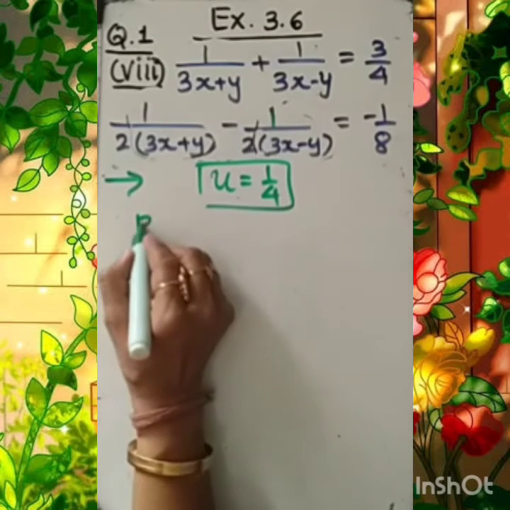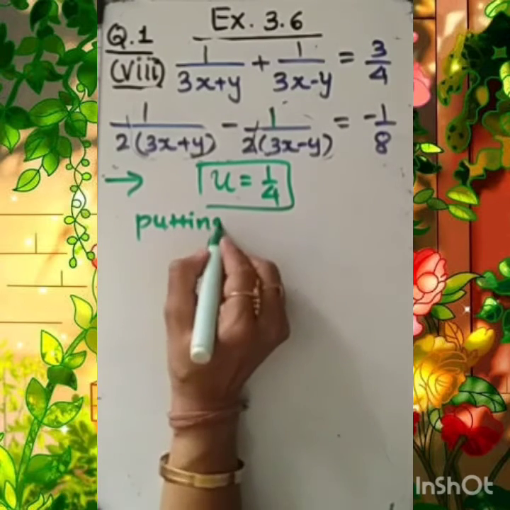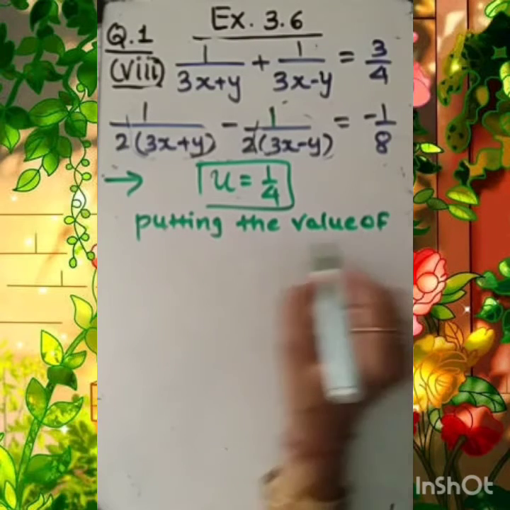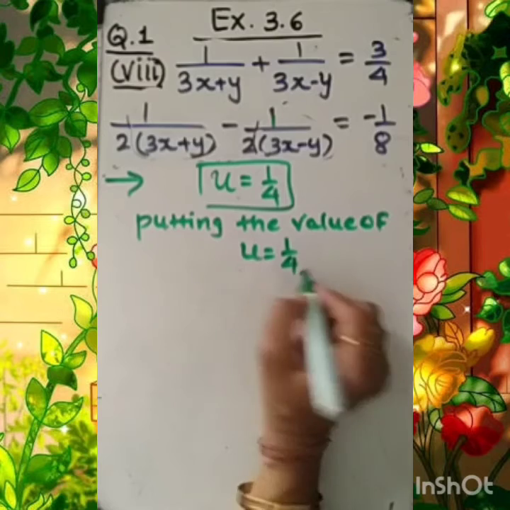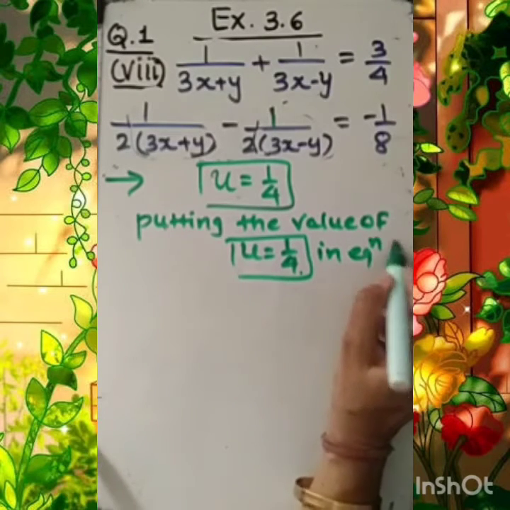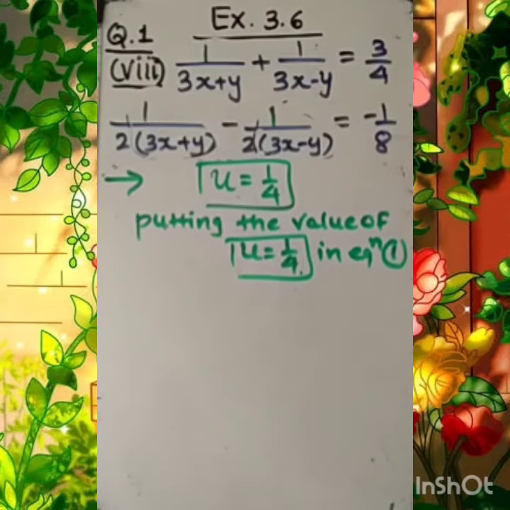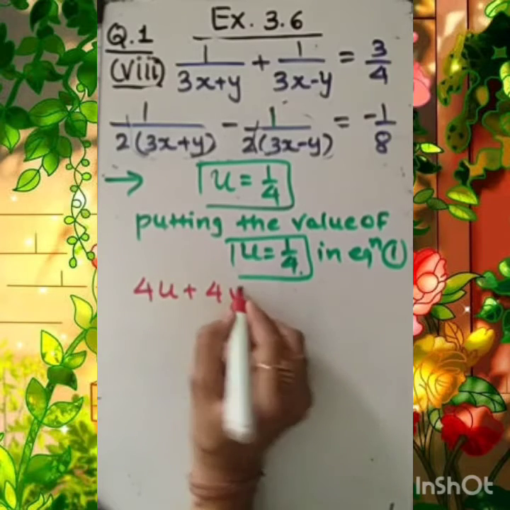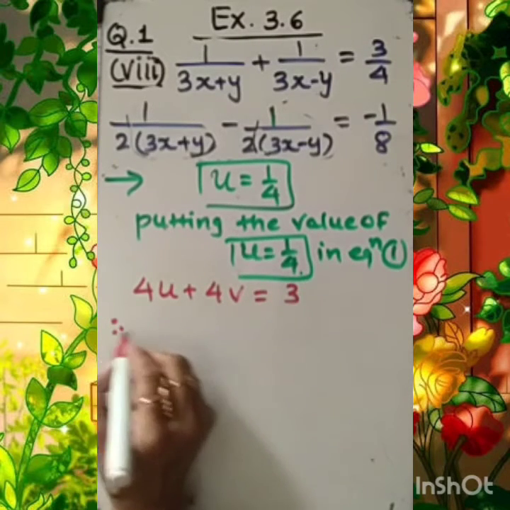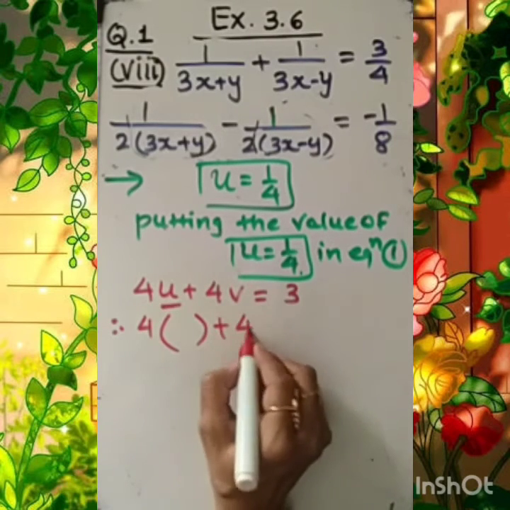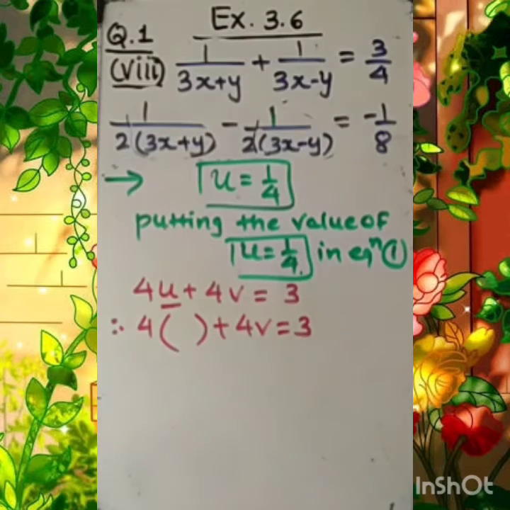Now I am putting this value of u, that is 1 by 4, in equation number 1. What was your equation? That is 4u plus 4b equal to 3. Therefore, here in place of u, I am putting its value, that is 1 by 4. Fine. Look at your screen. It is 1 by 4.